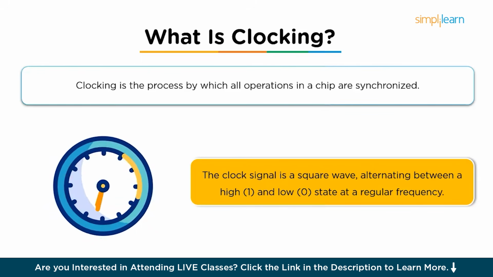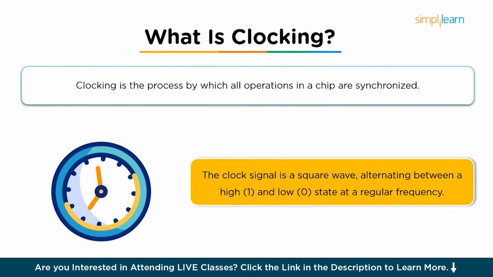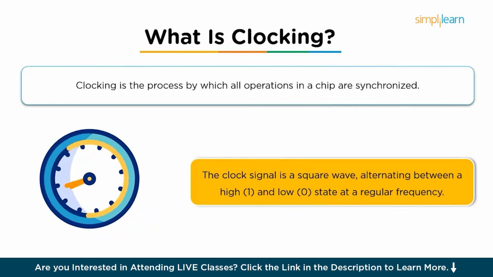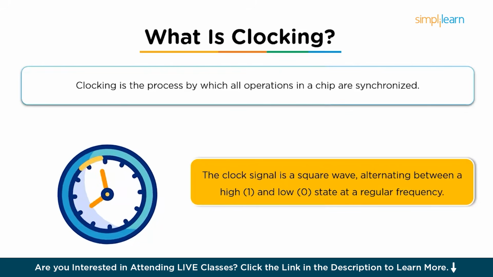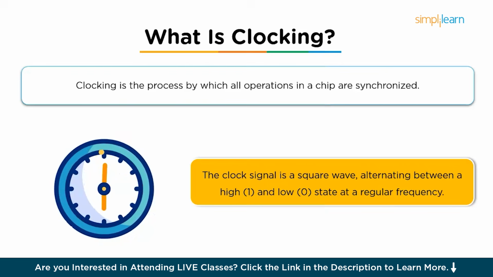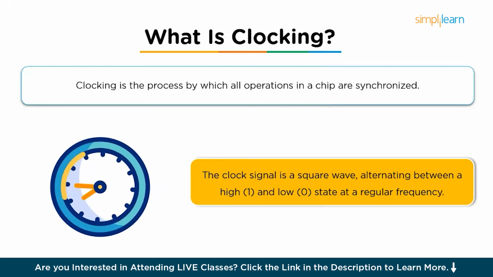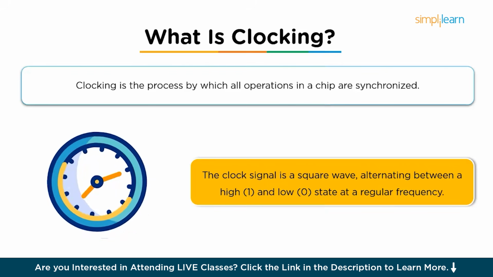The clock signal is a square wave alternating between a high 1 and a low 0 state at a regular frequency. So the frequency of the clock signal determines the speed at which operations within the chip occur, and it is measured in hertz. For example, a 1 gigahertz clock signal oscillates 1 billion times per second.